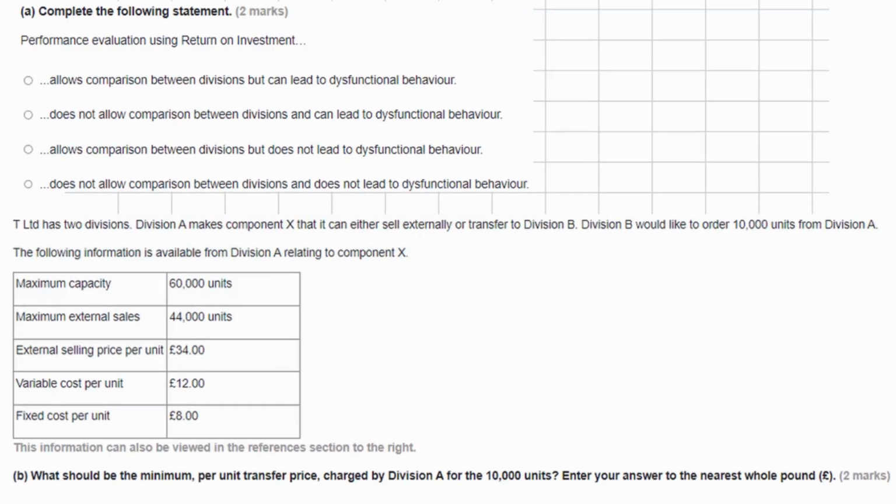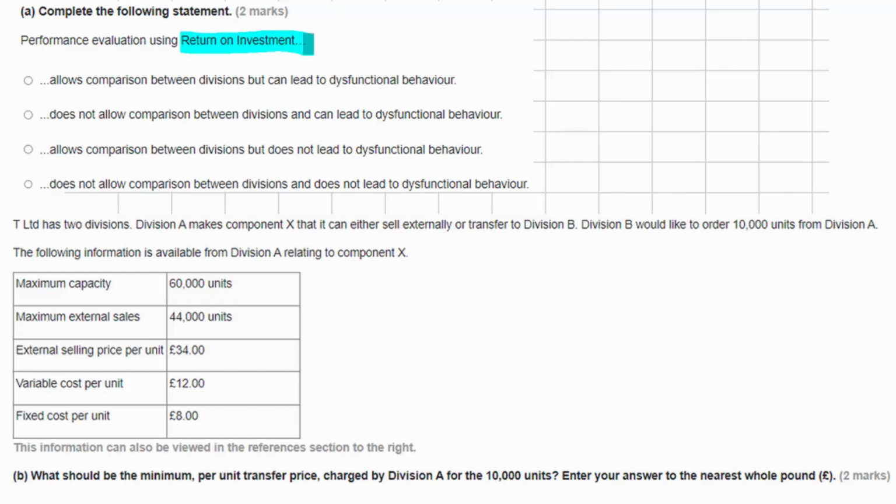In this video, we're going to look at task 8 from the second sample assessment for applied management accounting. So in part A, it asks us to complete the following statement. Performance evaluation using return on investment allows, well, what does it allow us?